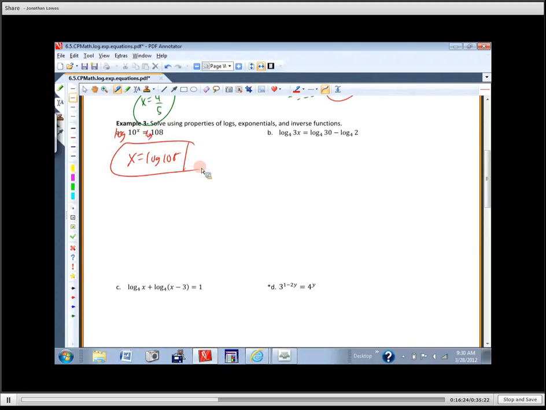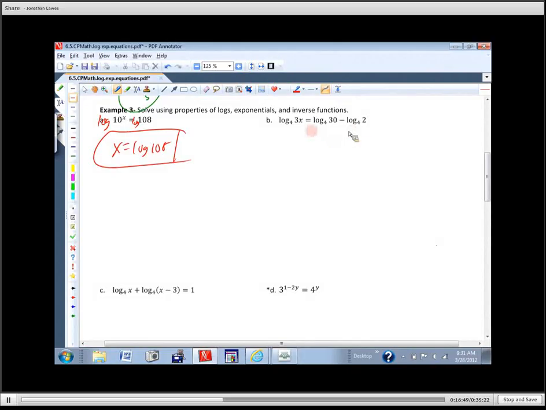They get a little more difficult here. So please make sure you're paying attention. If it's been easy until now, make sure you catch this, because we kind of have to put all the rules that we've been learning together here. Log base 4 of 3x equals log base 4 of 30 minus log base 4 of 2.